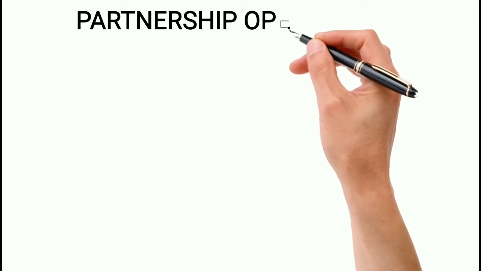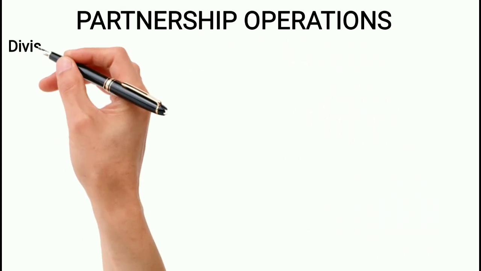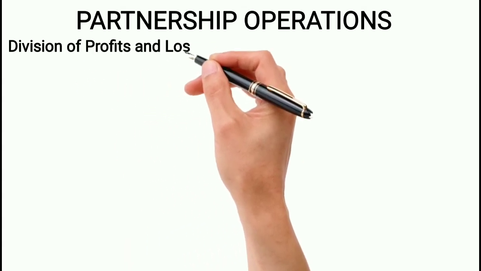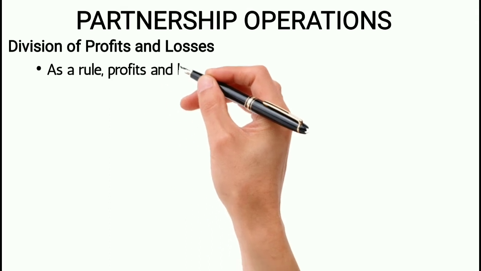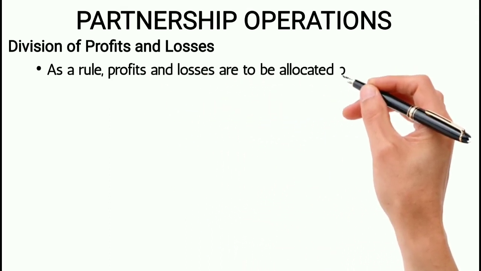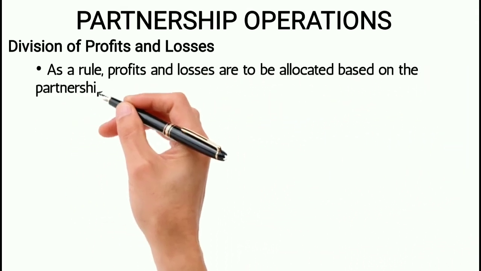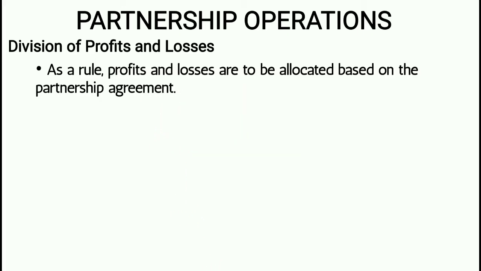In partnership operations, the basic problem is how will the partners share in the profits and losses of the partnership. As a rule, profits and losses are to be allocated based on the partnership agreement. The prevailing factor in a given situation regarding division of profits and losses should be the partnership agreement, since this agreement is binding on the partners.